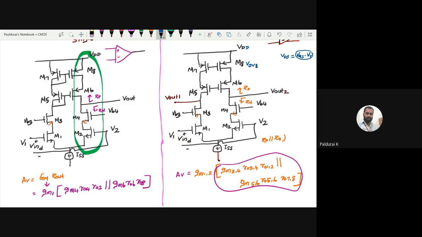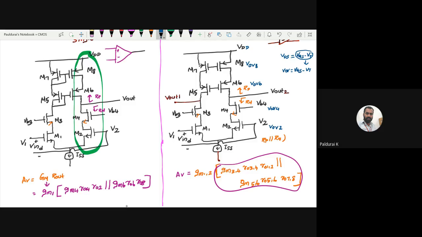OV stands for overdrive voltage of 8. Similarly, what is the voltage drop across M6? It is the overdrive voltage of 6. Similarly, what is the voltage across M4? It is the overdrive voltage of 4. And it is the overdrive voltage of 2. Where overdrive voltage is Vgs minus Vt. This is my overdrive voltage, right?